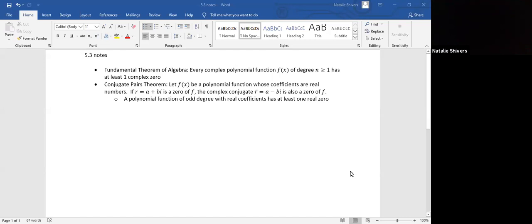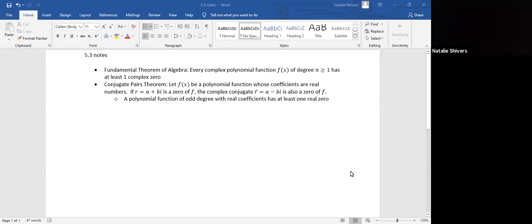Coming from that comes the conjugate pairs theorem. We have a polynomial function whose coefficients are real numbers. Similar to what we were doing in 5-2, it says that if we have a root that's a zero of f, a plus bi, the complex conjugate, the other pair, is the opposite of the middle sign. So you're going to change the imaginary part. If it's plus, it becomes minus. If it's minus, it becomes plus. So if there's one imaginary number, there has to be the other, no matter what.